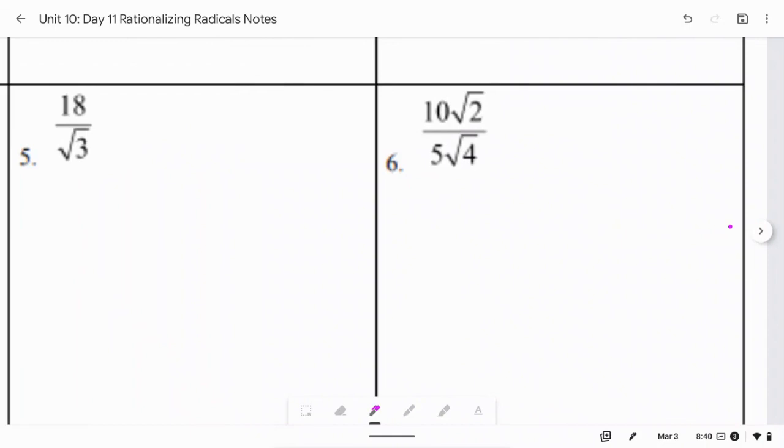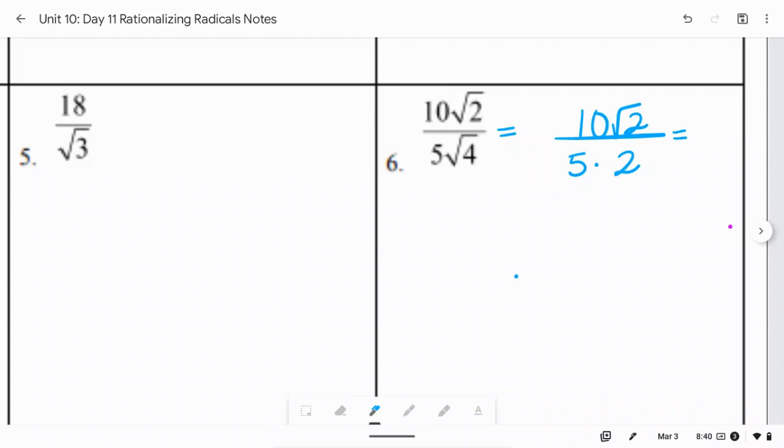In example 6, I notice I can do some reducing. So for this example, I know that the square root of 4 is just going to become 2. So in the denominator, I'm going to have 2, and then I'm going to multiply that 2 by the 5 that was in front. And I'm going to keep 10 square root 2 in my numerator.